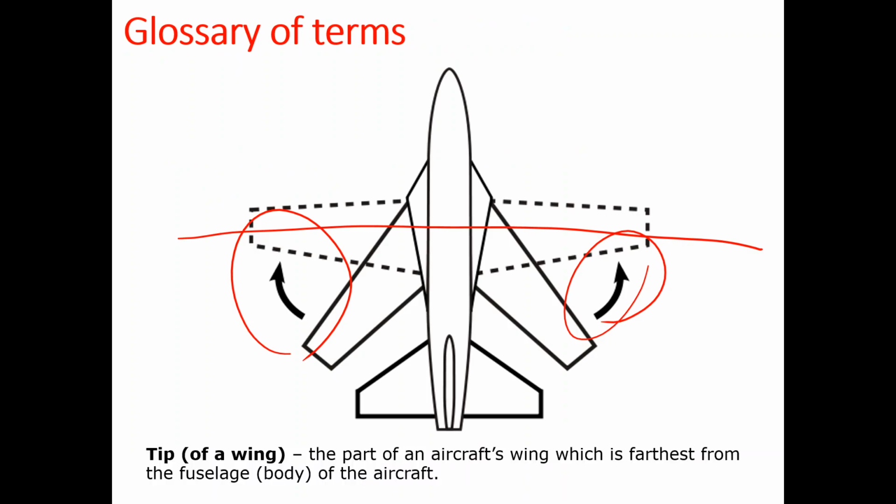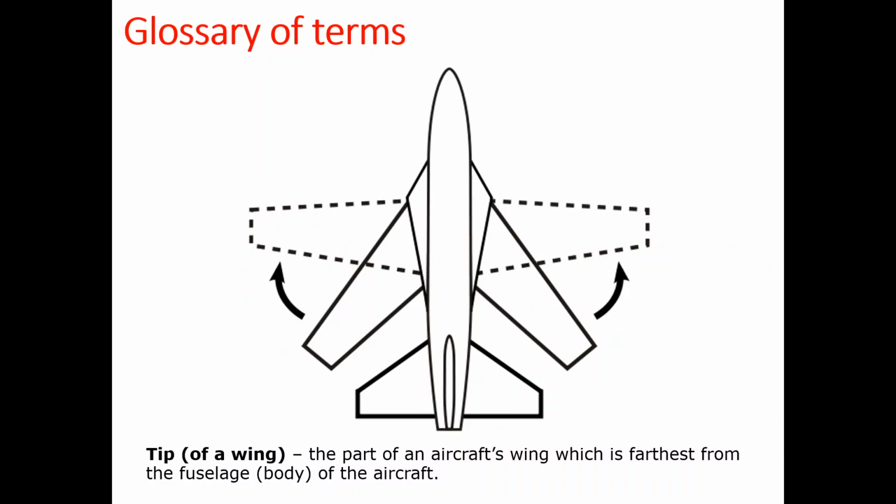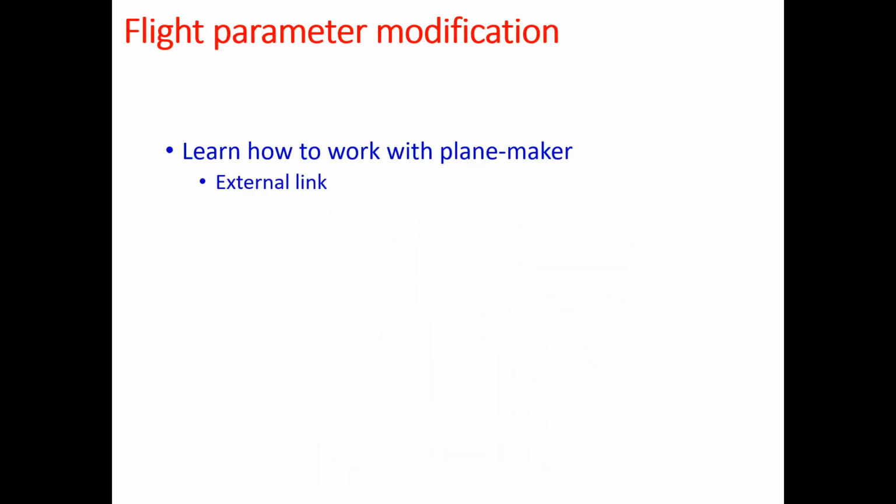And the last thing we want to discuss is the tip of the wing, which is very self-explanatory. We're talking about the part that is furthest from the fuselage, or the body of the aircraft. So this is it for today.